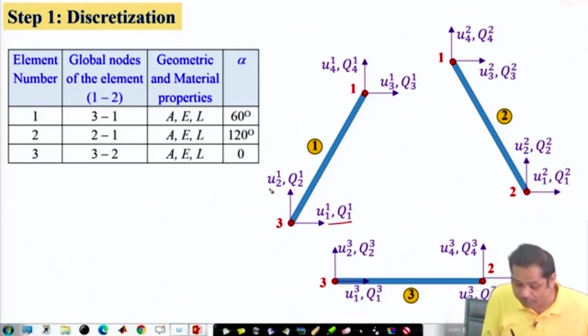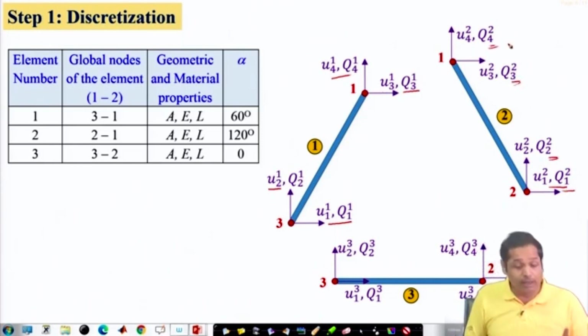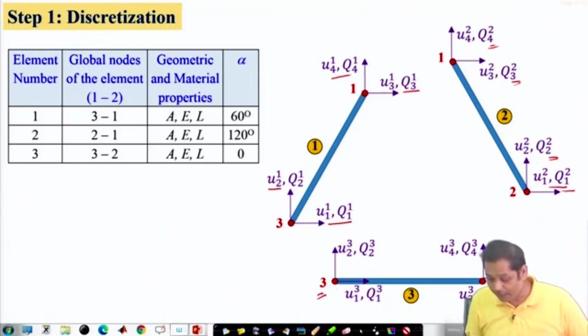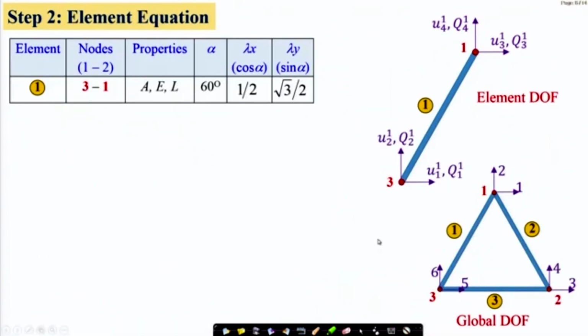This is U1, U2, and this is U3, U4. Element number 2 is connected between 2 and 1. That's why this becomes 1 and 2, and this becomes 3 and 4. Element number 3 is connected between 3 and 2. This is our starting point and this is our end point. That's why this becomes 1 and 2, and this becomes 3 and 4.